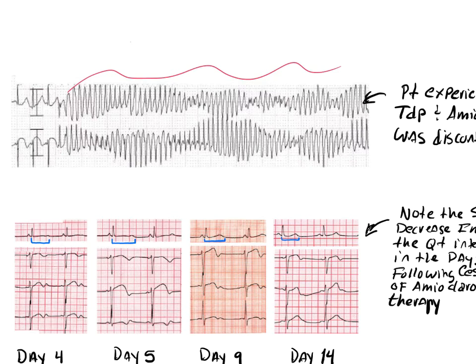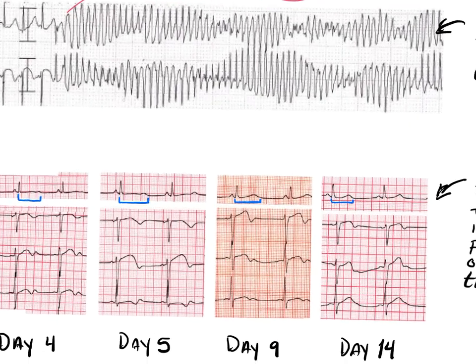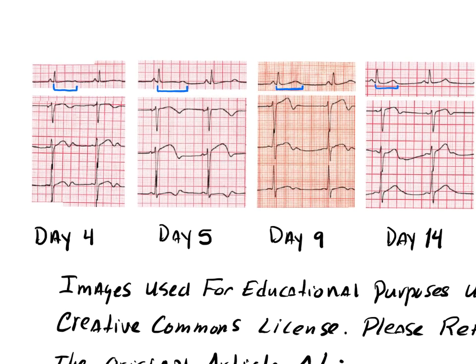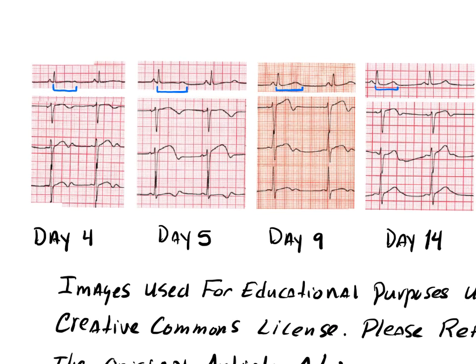So what do you think they did with the amiodarone? They discontinued it. How about that, huh? And this is kind of cool. What they did is they did serial 12 leads on the patient, and we have pictures of that. So here's 4 days after the amiodarone. You can see the QT interval is pretty prolonged here, huh? Look how prolonged that is.